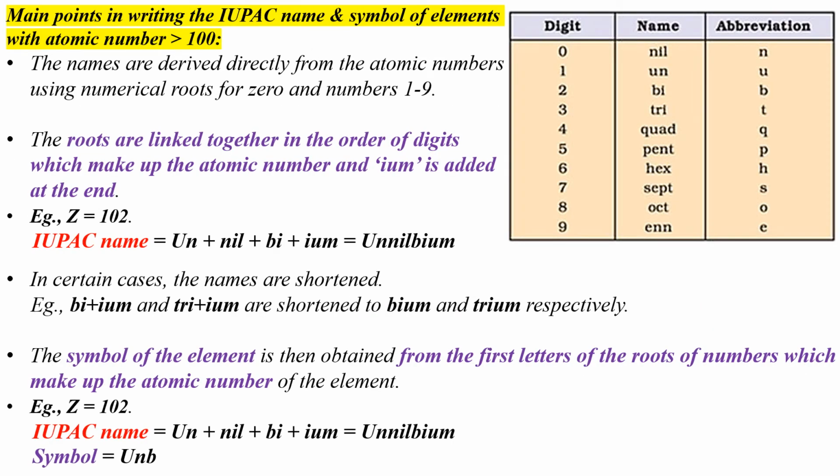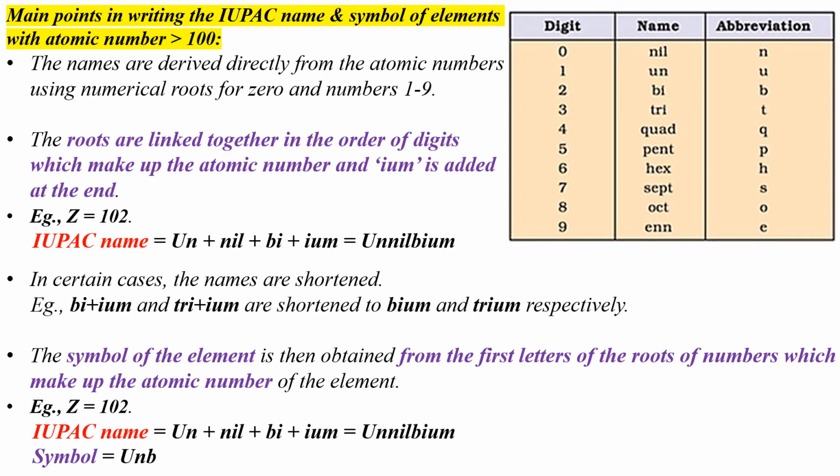Well, how do we name those elements as per the recommendations of the International Union of Pure and Applied Chemistry? Let's see. The IUPAC names are derived directly from the atomic numbers using numerical roots for 0 and numbers 1 to 9. Now look at the table. The root for 0 is nil. The root for 1 is un. The root for 2 is bi. The root for 3 is tri, and so on. And the root for 9 is enn, E-N-N. Usually students go wrong when they write the root for the number 9. It is enn, E-N-N.